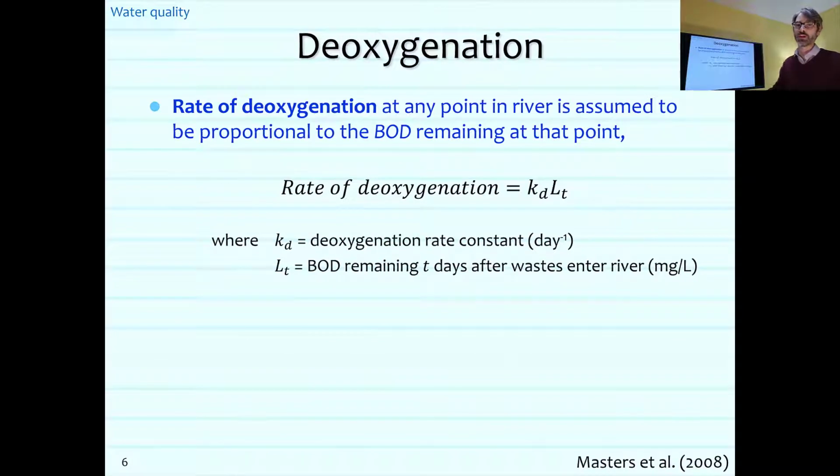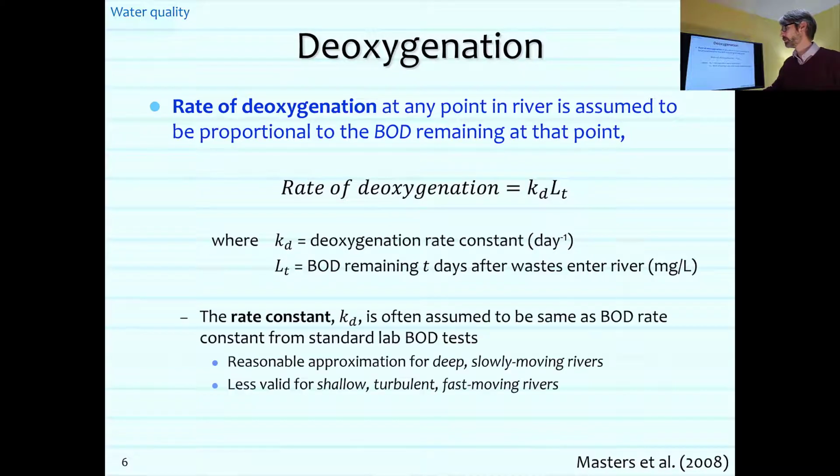Let's look in more detail at the process of deoxygenation. The rate of deoxygenation at any point in the river is assumed to be proportional to the BOD that's remaining at that point. And so the rate of deoxygenation is some constant times the BOD, which is represented here as L, at the point t, or t days after the wastes enter the river. Okay, so here are the terms defined.